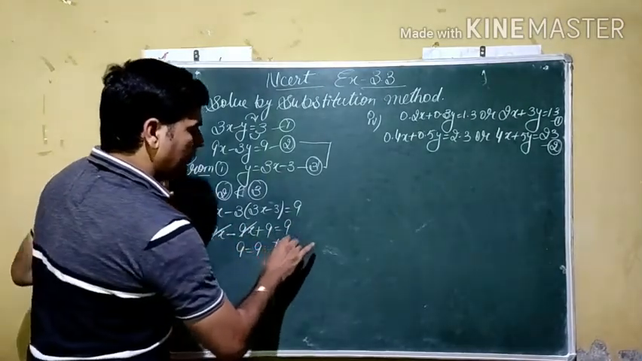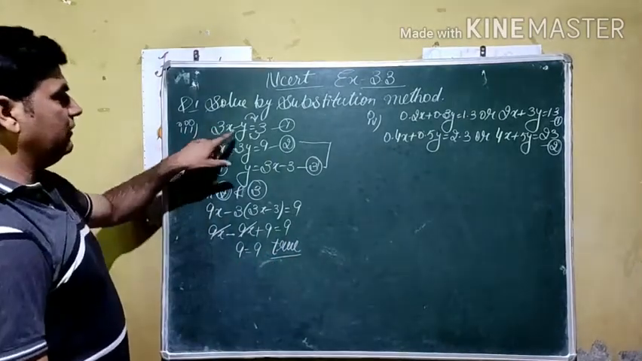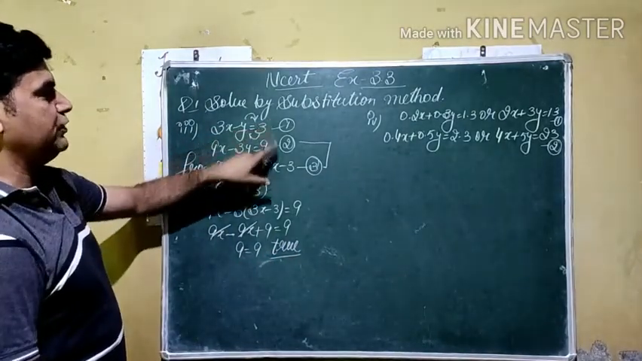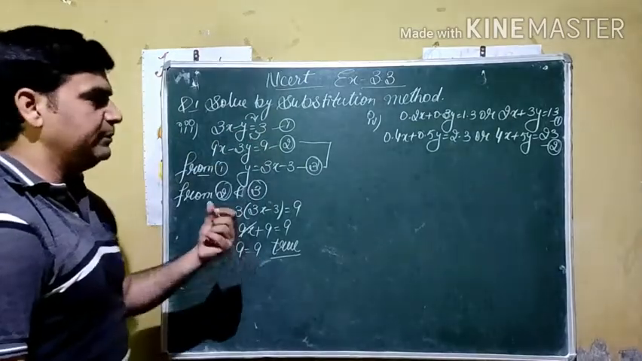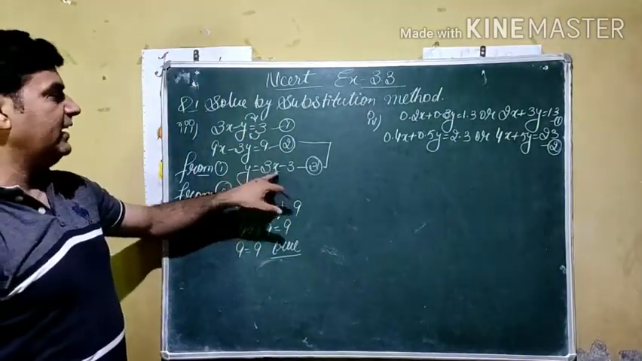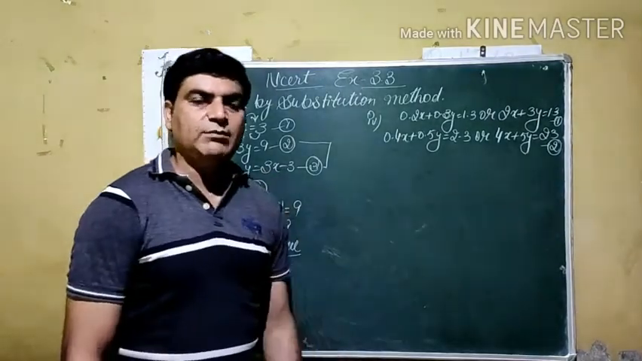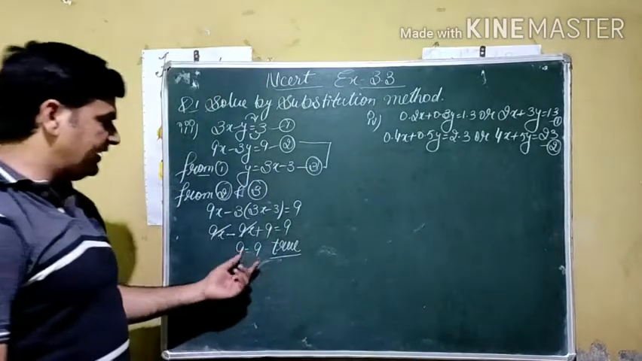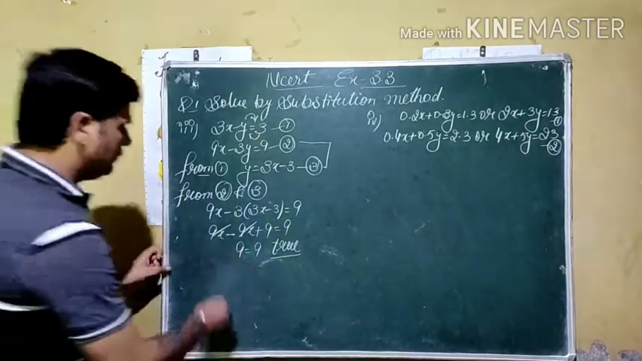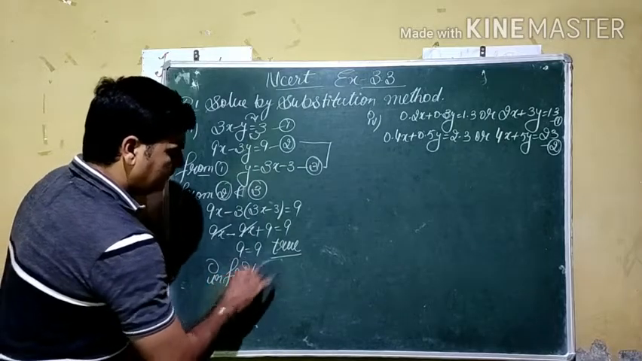It is true forever. It means that if you use the value of one variable from one of the equations in the other, and both sides become equal, it means for every value of x and y the given pair of linear equations has infinitely many solutions. In this case, when both the values are equal, we can see here infinitely many solutions.